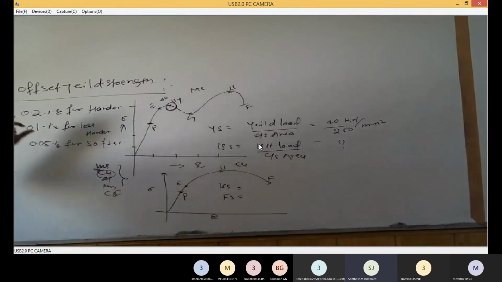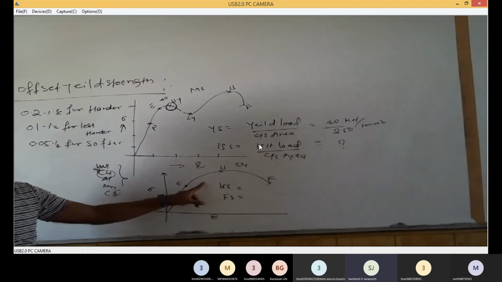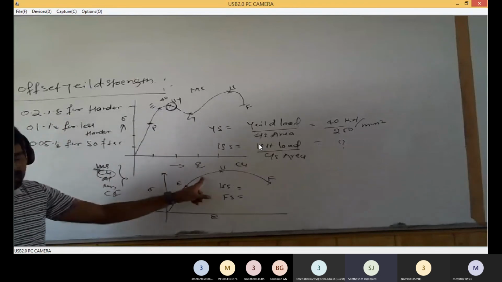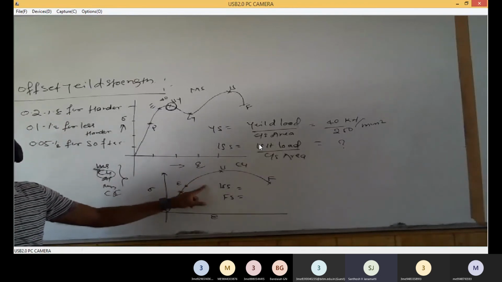We use this when we get graphs like this, which will not show the yield point. Now we have to apply the offset method, then we can find out the definite yield point of this particular material.